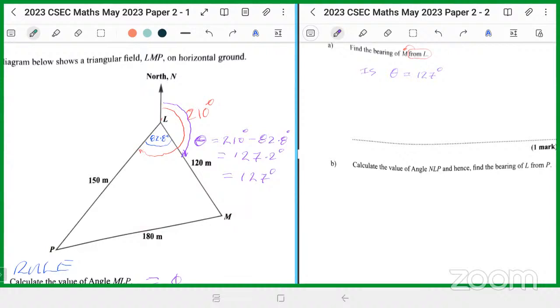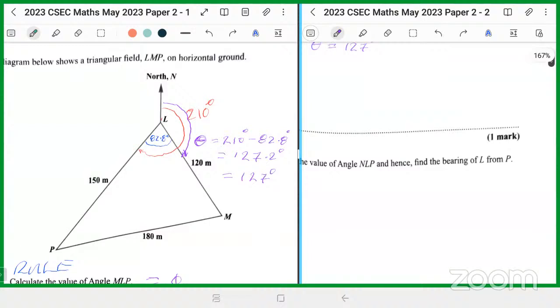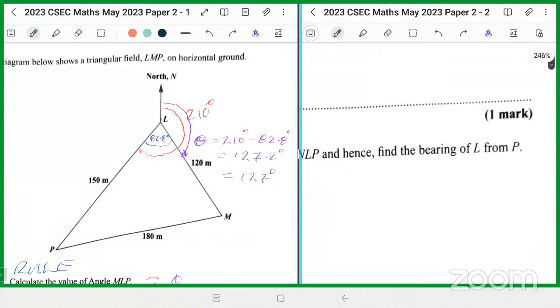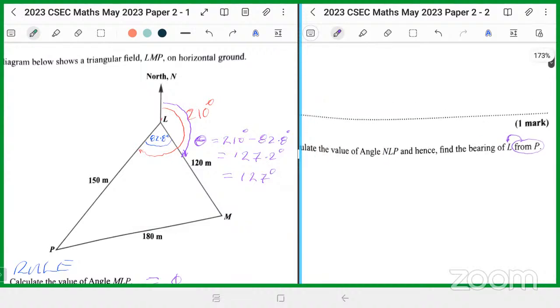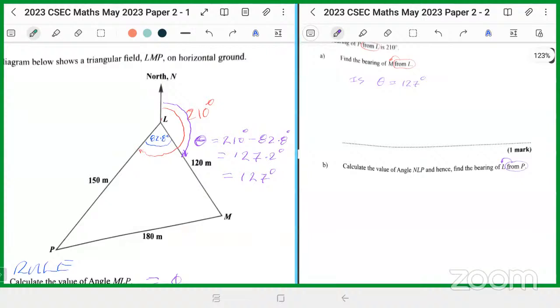And then they want the bearing of L from P now. So from P, look carefully. They want it from P. You have to always note the from position to L. From P to L. That's the bearing that they want. But they want us to use this angle, hence. So we have to calculate this angle first. NLP, which, as I said, is the green angle that I'm drawing over here. N to L to P. This is the angle that I want.